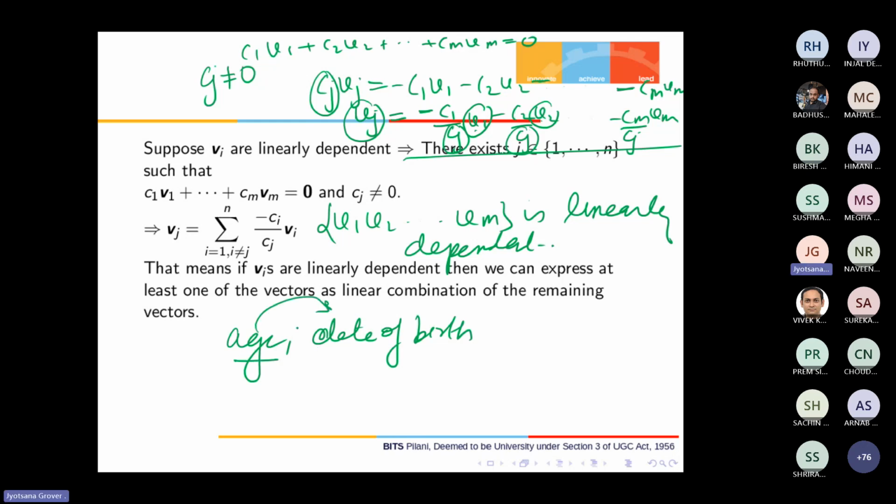if you have features like age and date of birth of a person, age is derived from date of birth only, right? So this is linearly dependent on this. So you can avoid this. We have to work with linearly independent features only.